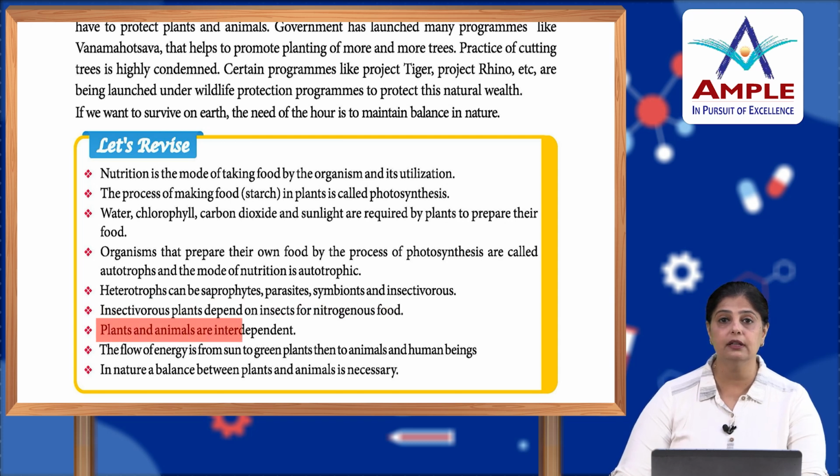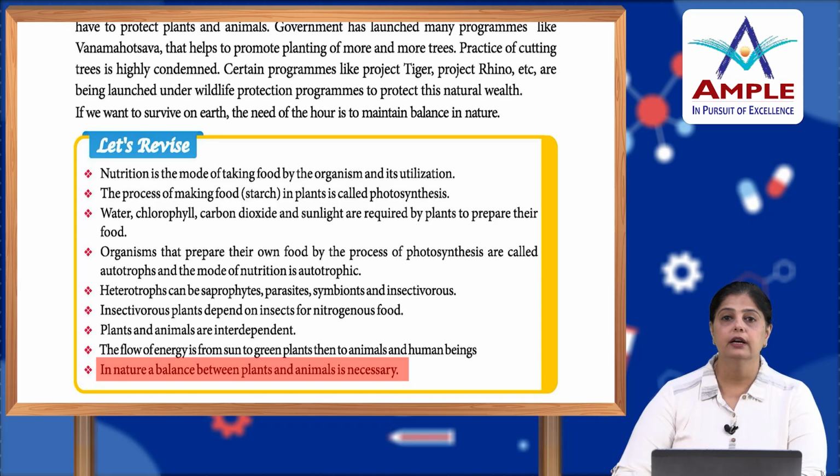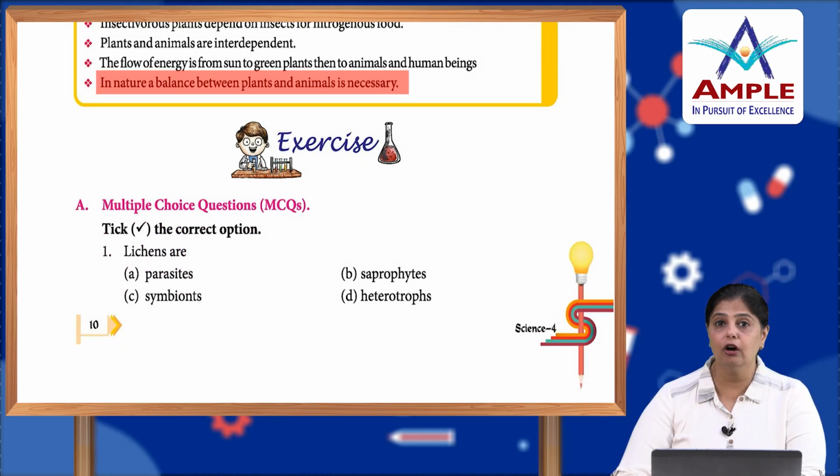Plants and animals are interdependent, and the flow of energy exists from the sun to green plants and then to animals and human beings. In nature, a balance between plants and animals is necessary. All right. So, children, I hope you have followed this chapter, and now when you look at the plants, you will be able to easily relate it, and you now know why it is so important to plant more trees. All right. So, let us test your knowledge of this chapter by doing the exercise quickly.